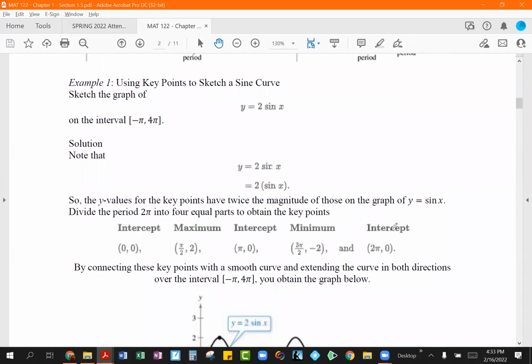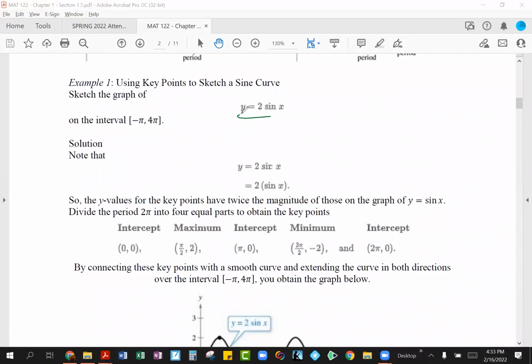So this one is talking about sketching the graph for 2 times sine of x, right? Because we know what the basic sine of x looks like, but what happens when we multiply by 2 in the front? So what you start out by doing is you take your period of 2 pi and you divide it into 4 equal parts. So basically start with 2 pi, divide by 4. 2 goes into itself once, goes into 4 twice. So you end up getting pi halves.